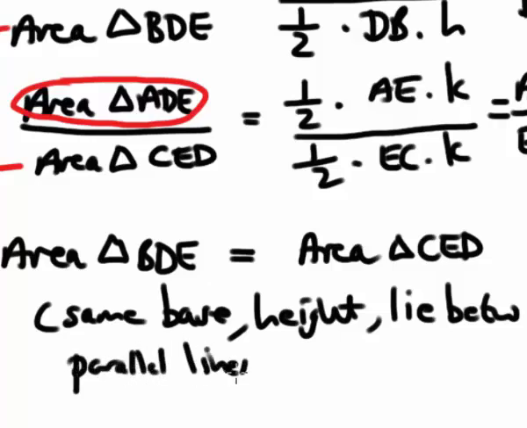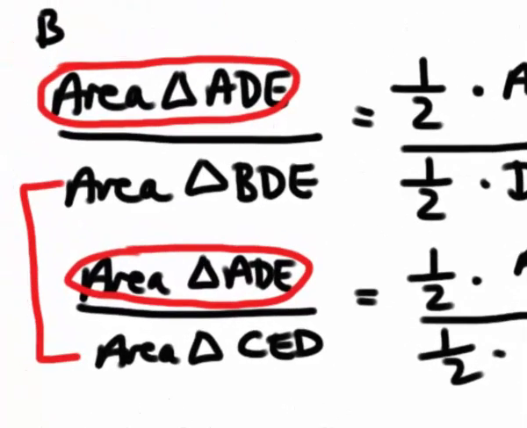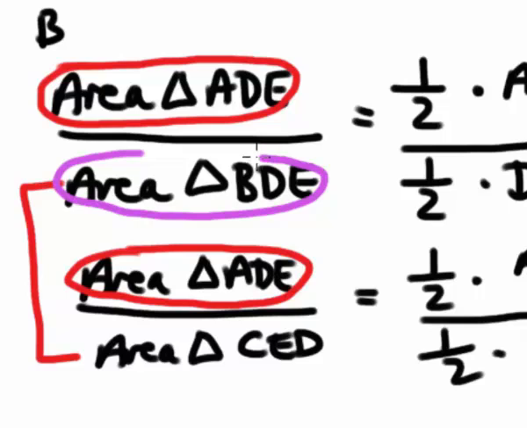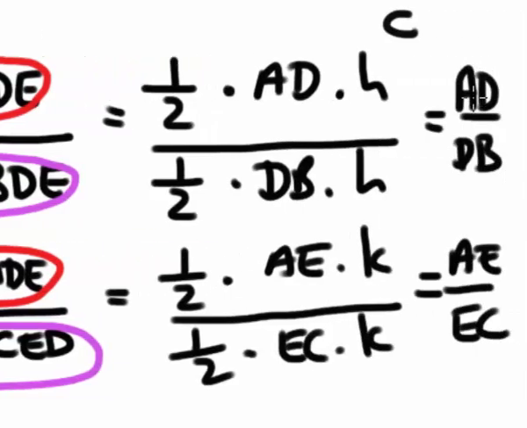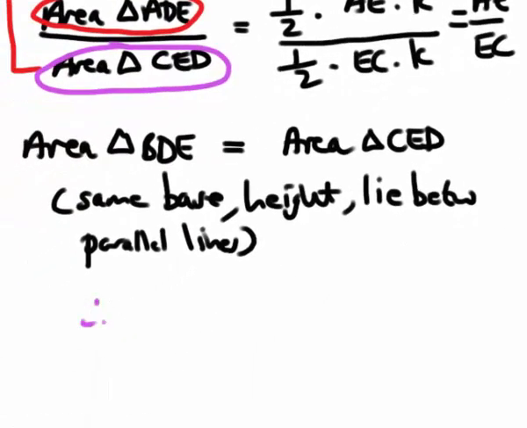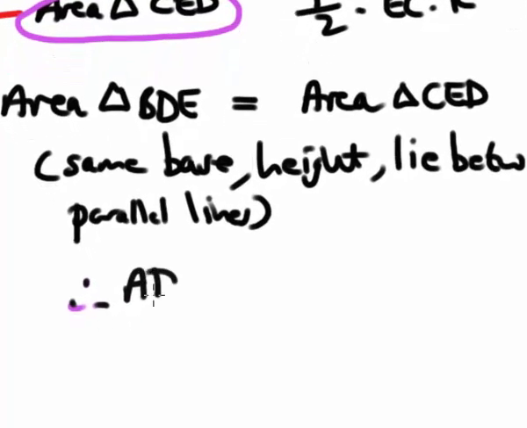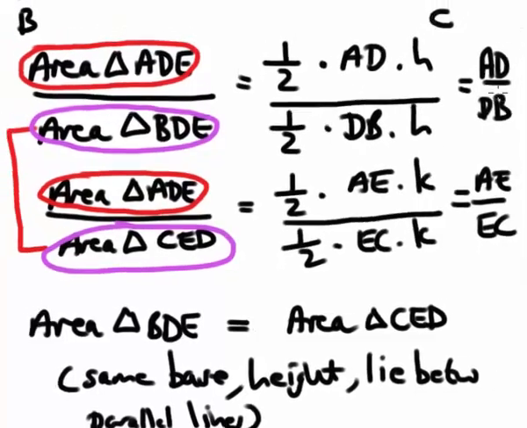Which means that if they're the same, then these are the same too. Now look, if the top areas are the same and the bottom areas are the same, we can therefore conclude that AD over DB is equal to AE over EC. So we can say, therefore, in black here, AD over DB is equal to AE over EC. See there we go. And there we've got it.